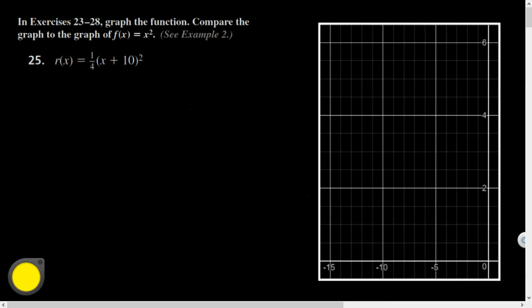We are going over some of last night's quest, which was vertex form of a parabola. It's the best. Oh my goodness.